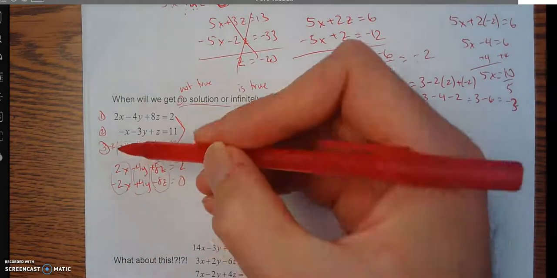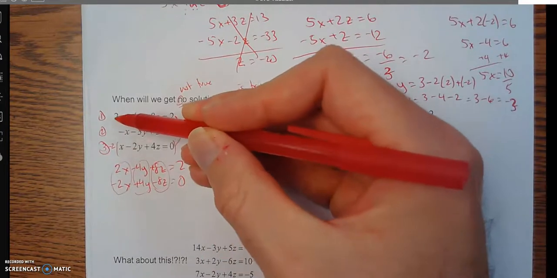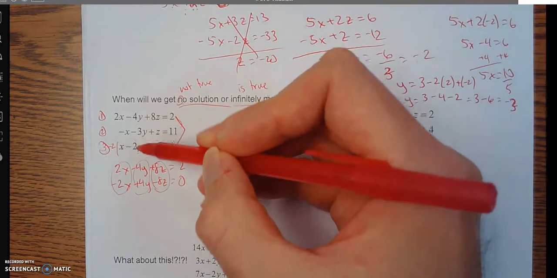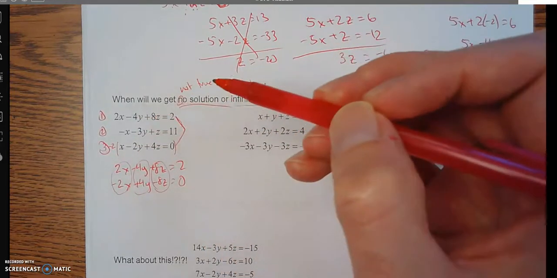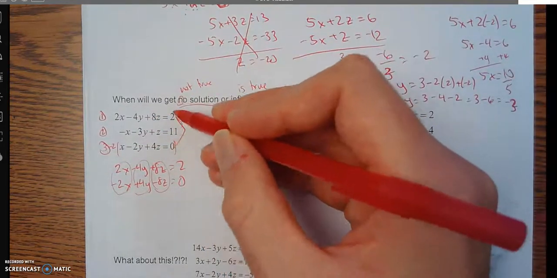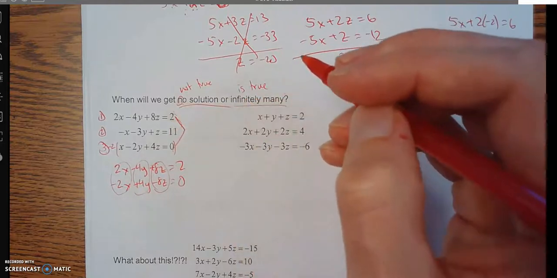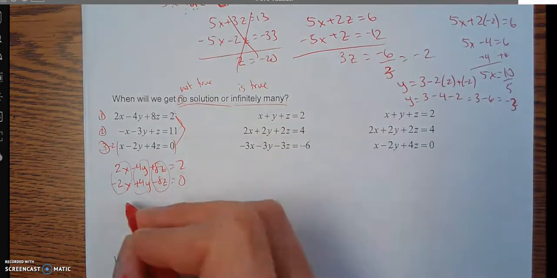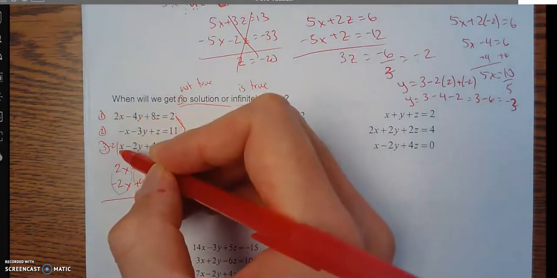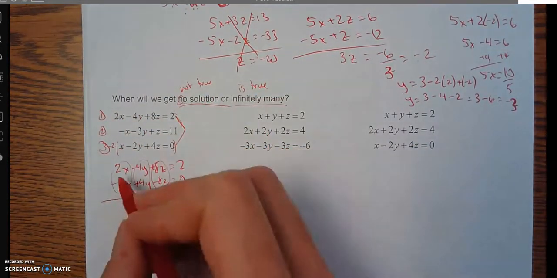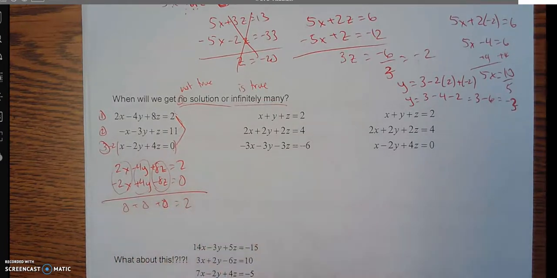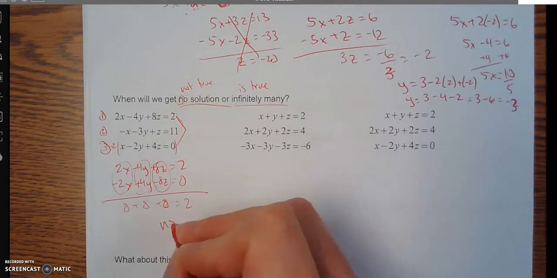What I noticed was this is a 1 to 2 ratio all the way down for the letters: 1, 2, 2, 4, 4, 8. That's a 1 to 2 ratio. The constant doesn't matter right now; we'll use that to interpret. So if you ever see that, that means something's going to wipe out. It's one of these two situations. So I got 0 plus 0 plus 0 equals 2. That is not a true statement. So that means no solution.